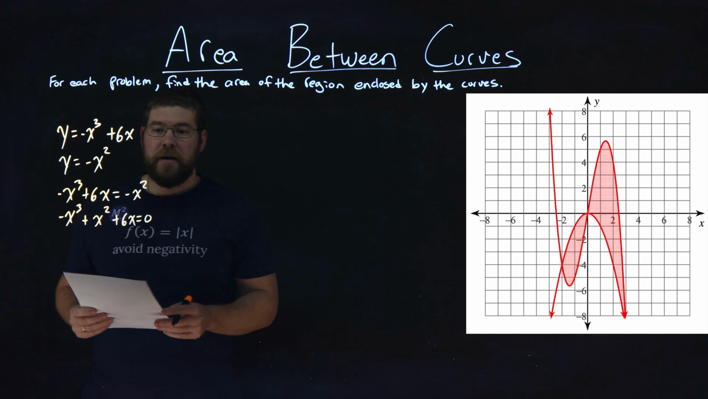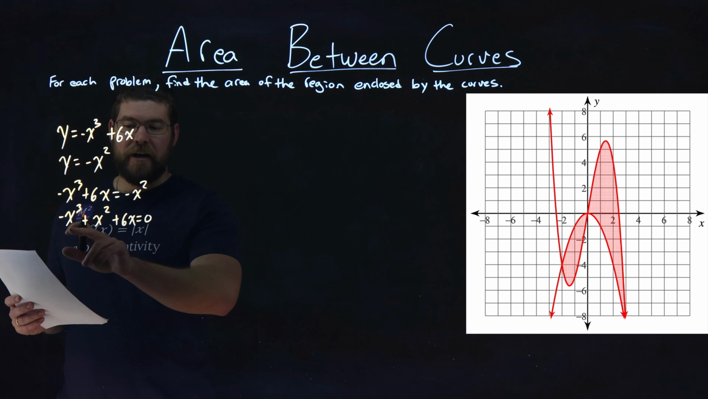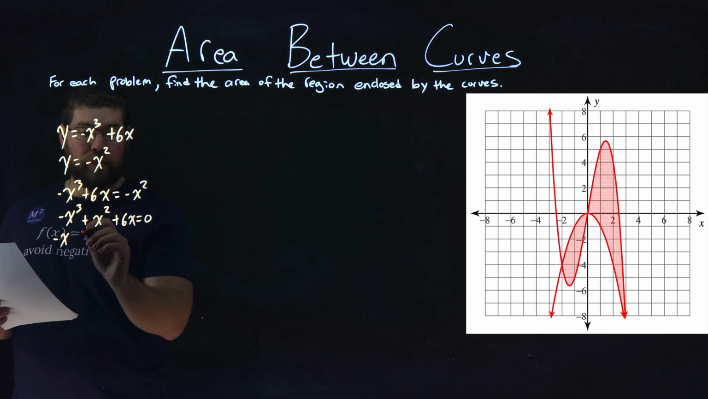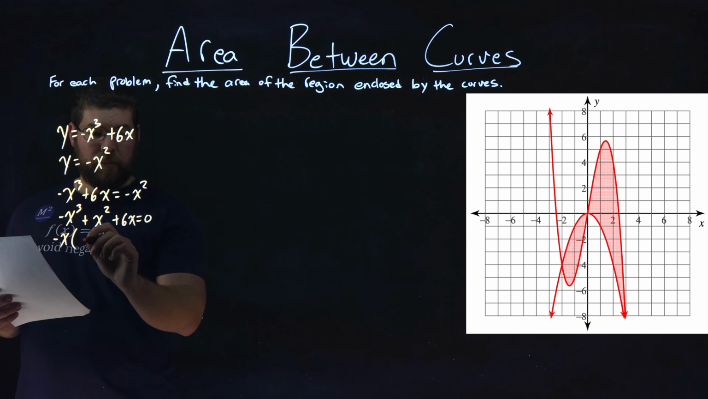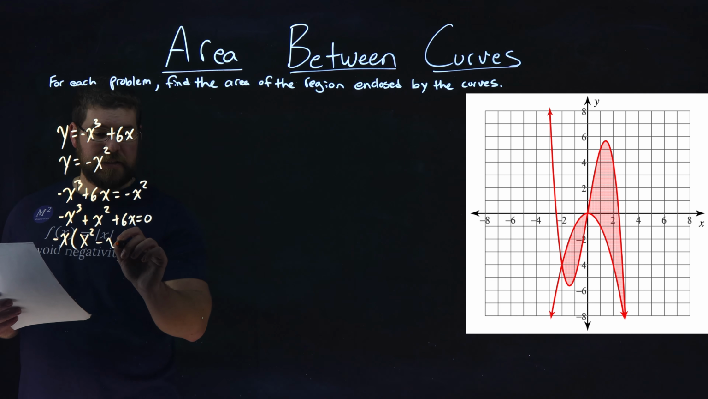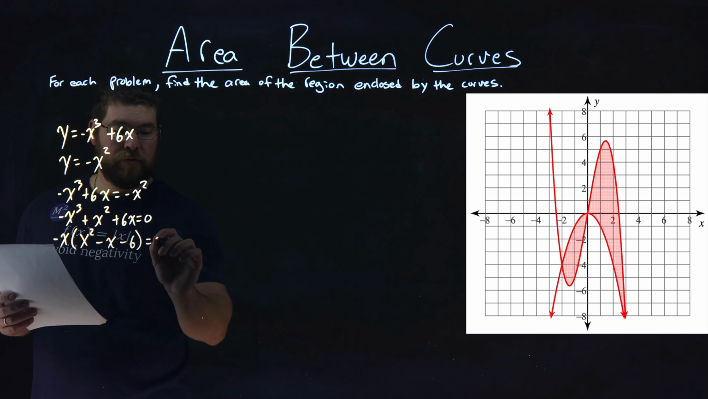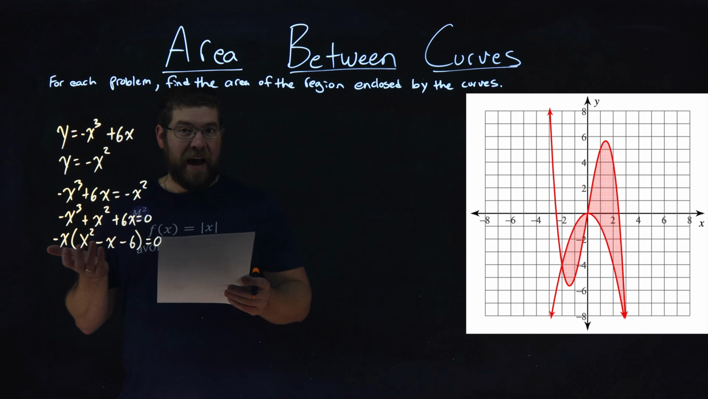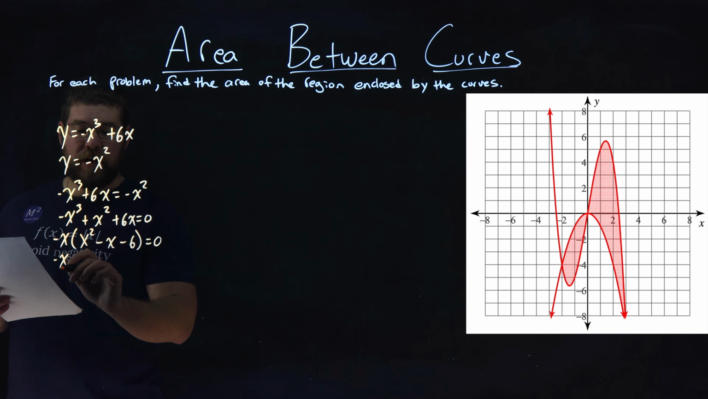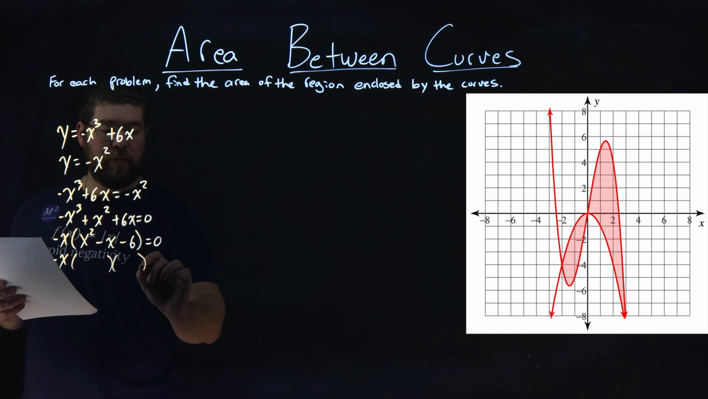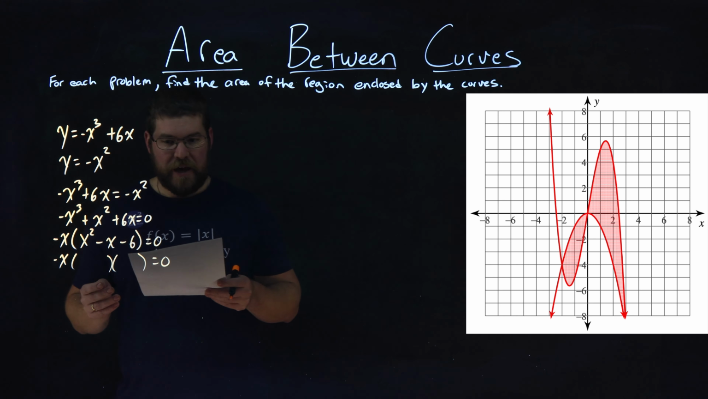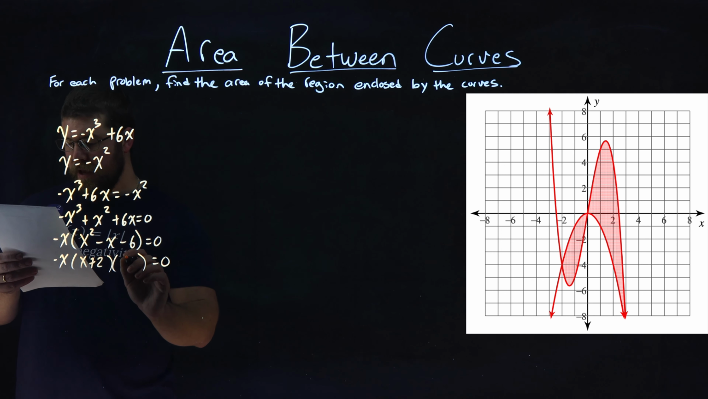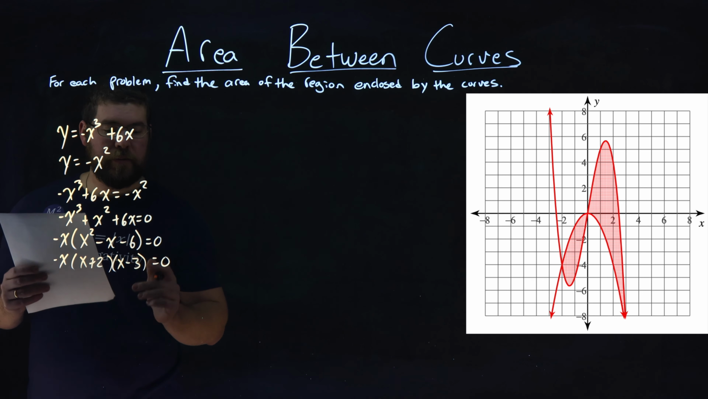Now, if you're like me, I don't like seeing a negative on the first term here. So if I pull out a negative x, I'm left with a positive x squared minus an x minus a 6 equals 0. Now we're going to see if we can factor this a little bit as well. We have negative x times this inside part, which factors: x squared minus x minus 6 becomes an x plus 2 and an x minus 3.